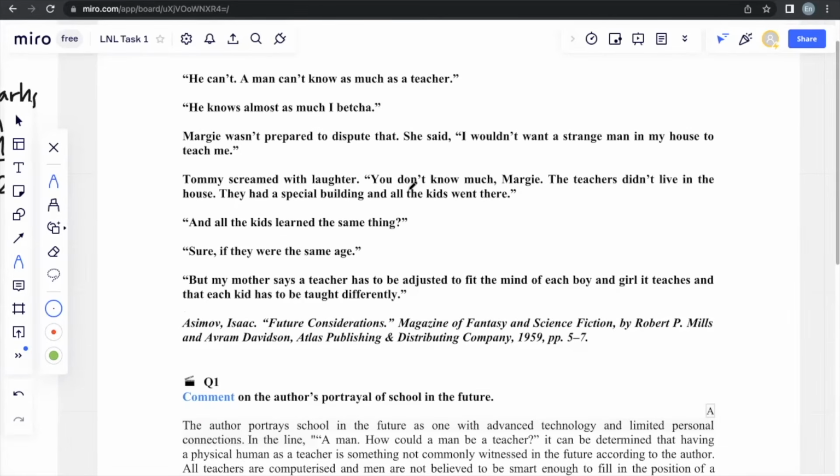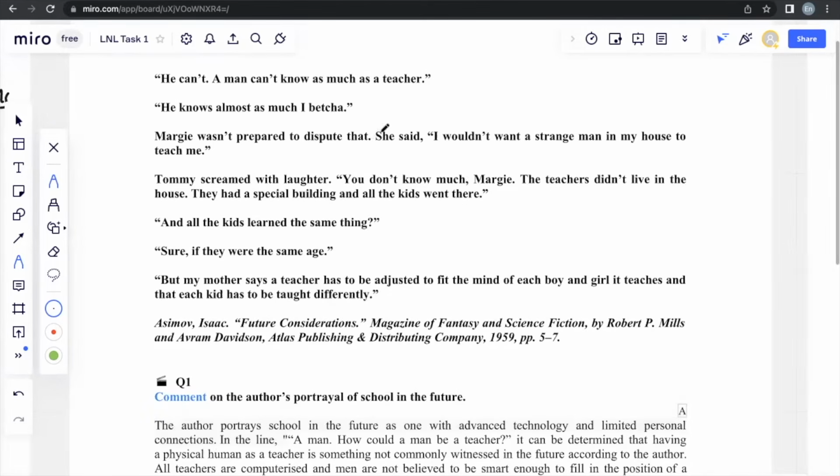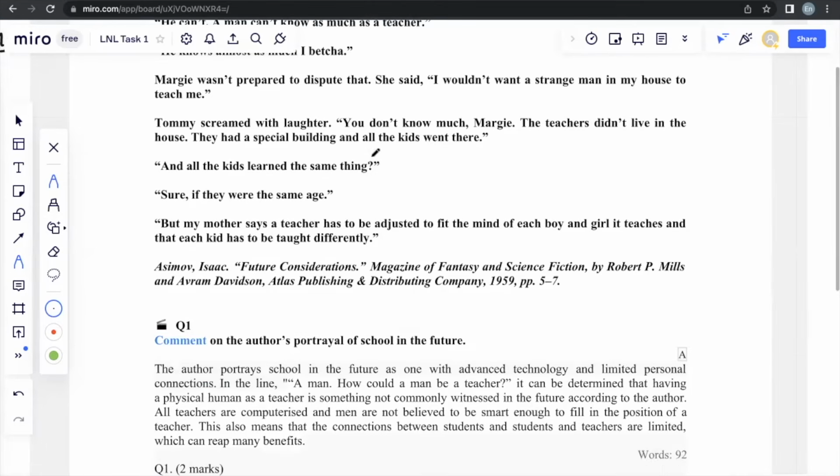She said, "I wouldn't want a strange man in my house to teach me." Tommy screamed with laughter. "You don't know much, Margie. The teachers didn't live in the house. They had a special building and all the kids went there, which is the school that we have now. And all the kids learned the same thing." "Sure, if they were the same age. But my mother says a teacher has to be adjusted to fit the mind of each boy and girl it teaches, and that each kid has to be taught differently."